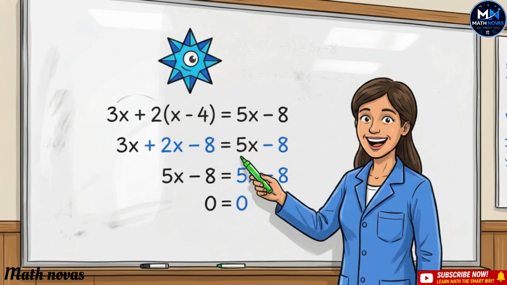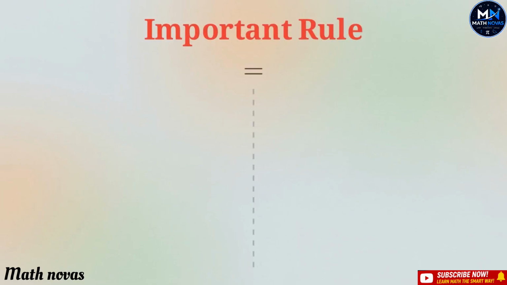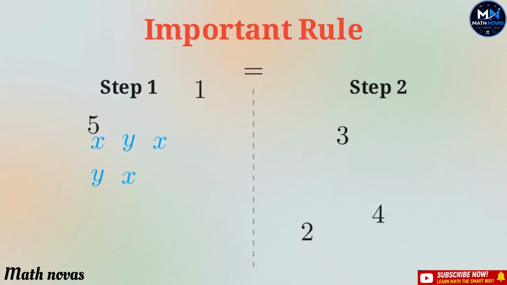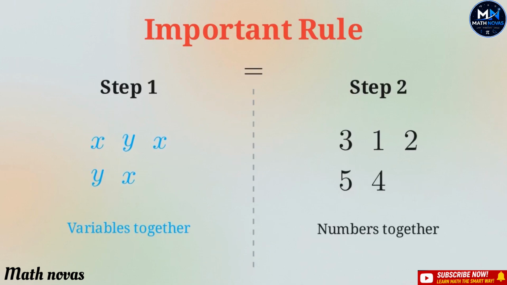Shifting these variables and numbers across the equal sign uses the exact same logic as the basic arithmetic equations you have already mastered. Let's write down the exact rule for this process. When variables are on both sides, Step 1, bring all the variables to one side. Step 2, bring all the numbers to the other. Just remember, variables together, numbers together.